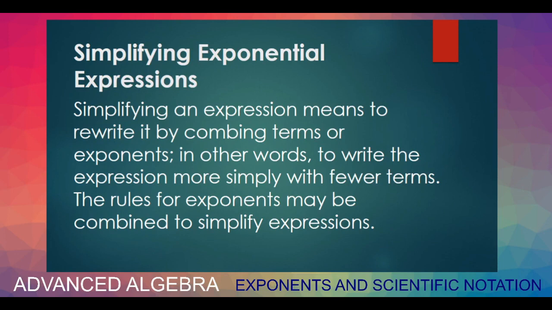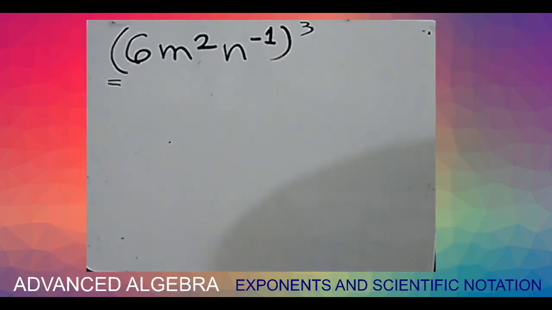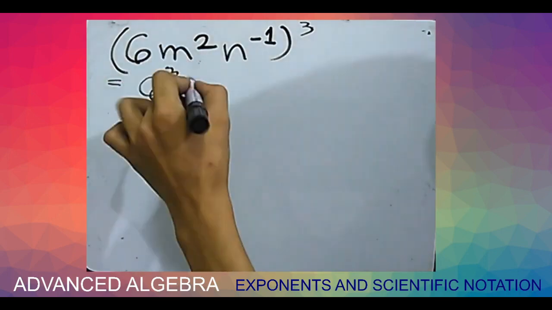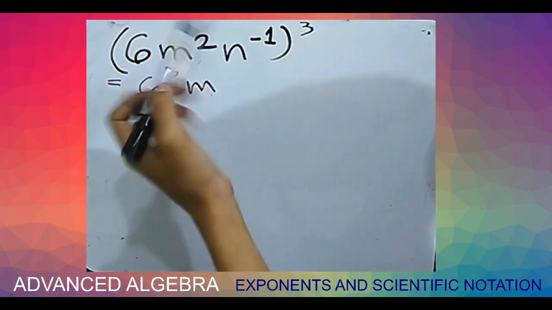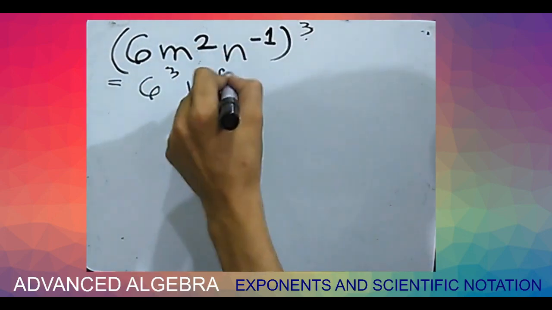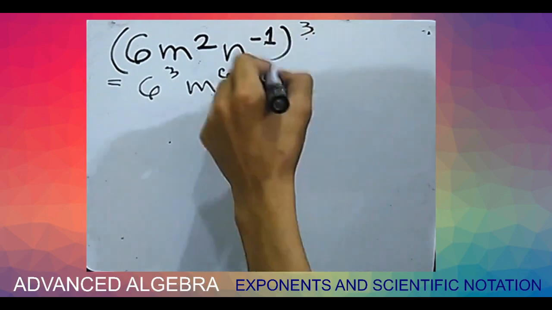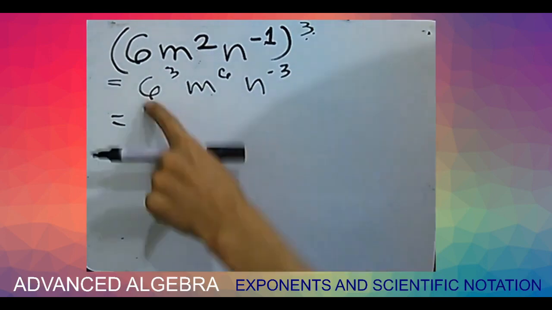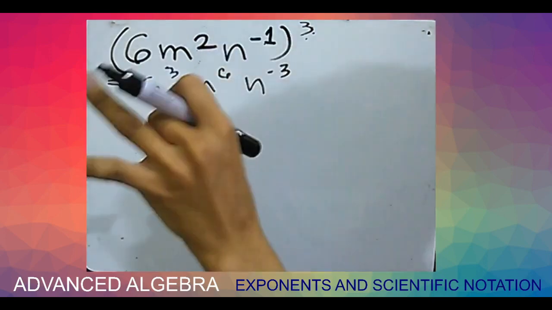So magbigay tayo ng example about simplifying exponential expression. The quantity of 6m squared n to the negative 1 power, close parenthesis, raised to the 3rd power. Pinagsama-sama natin yung mga rule natin. I-simplify natin: 6 cubed. Pwede natin i-mental: 2 times 3 is 6, and negative 1 times 3, negative 3.